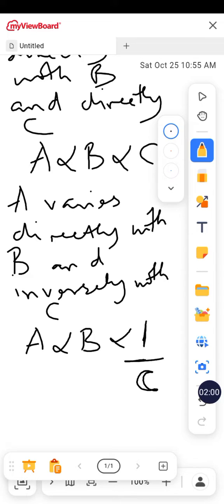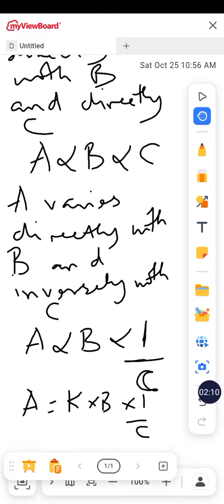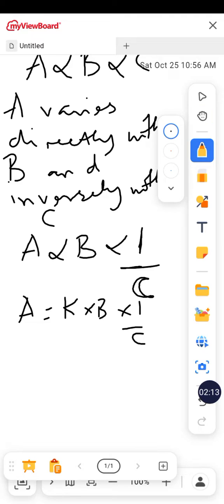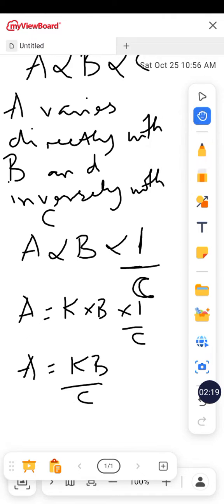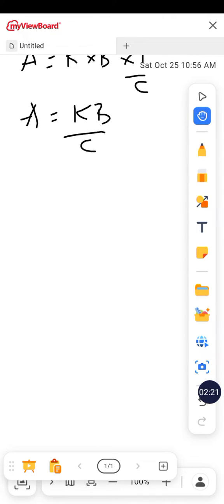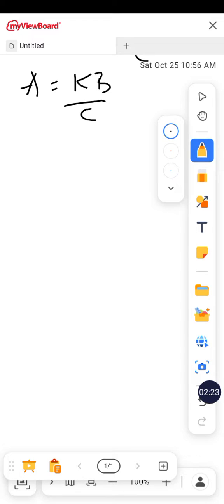And when you want to start solving, you remove your proportionality sign. In this case, we are going to have K times B times 1 over C. So it will give us A equals KB over C. So let's look at a full-fledged question under joint variation. Let's look at an example.